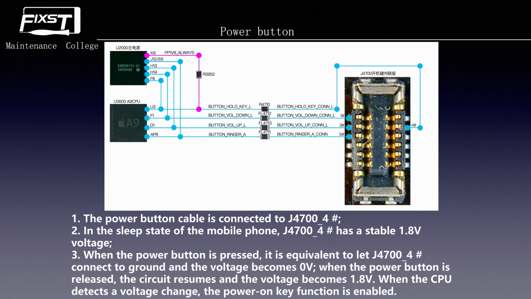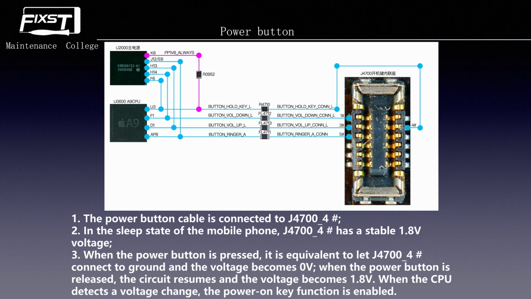But when we press the power button, it is equivalent to connecting this pin to GND, and then the voltage will become 0 volts. Before, this line was always 1.8 volts, but after you press the button, the voltage becomes 0. After the CPU detects that the voltage has changed, the CPU will think that you have used this function. When the phone is turned off and the CPU detects that the voltage has changed to 0 volts for 3 to 5 seconds, the CPU will start to work and then power on.